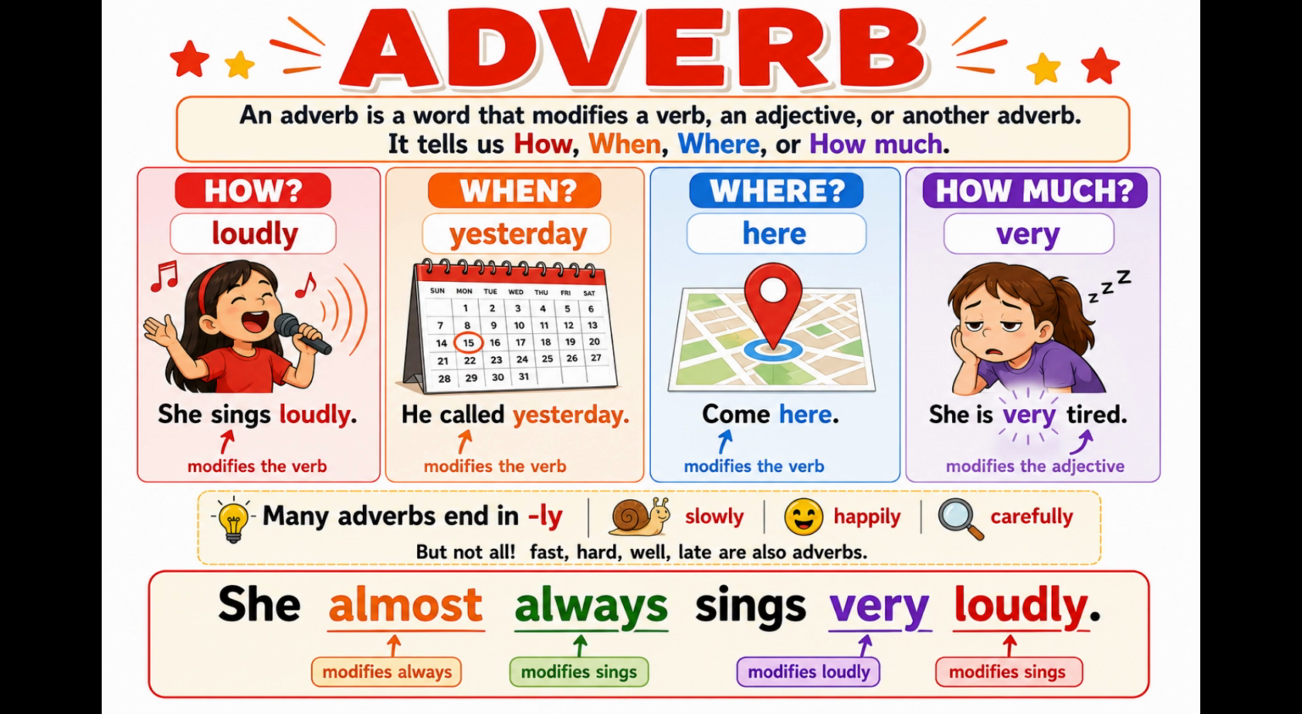Now, here is an interesting example. She ran very quickly to the nearby store yesterday. Let us break it down. Very modifies the adverb quickly. Quickly modifies the verb ran.